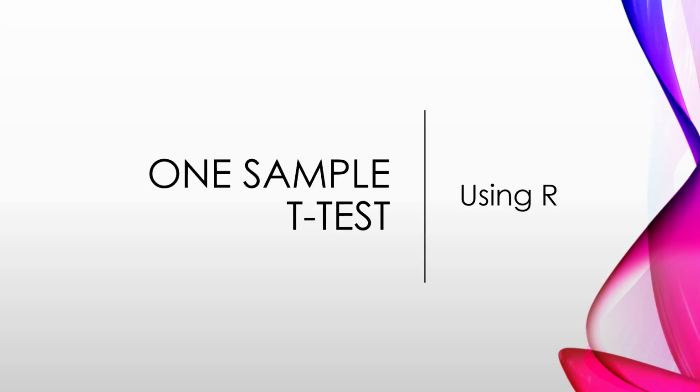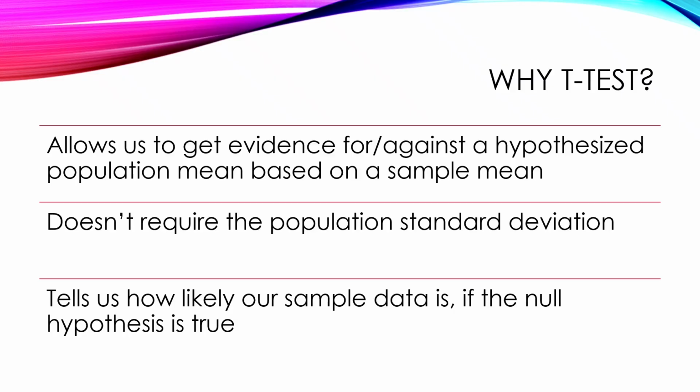So let's talk about a one-sample t-test using R. A t-test allows us to get evidence for or against a hypothesis population mean based on our sample mean, and it doesn't require our standard deviation like the z-test does. What it tells us is how likely our sample data is if our null hypothesis is true.